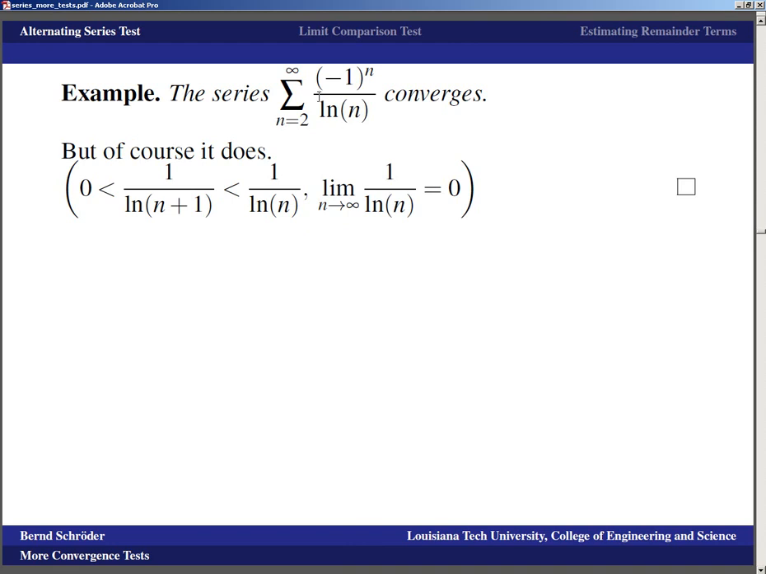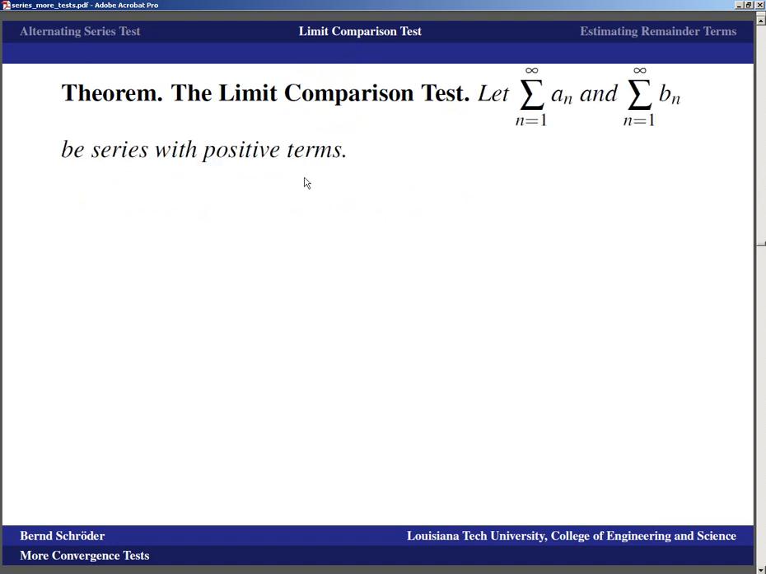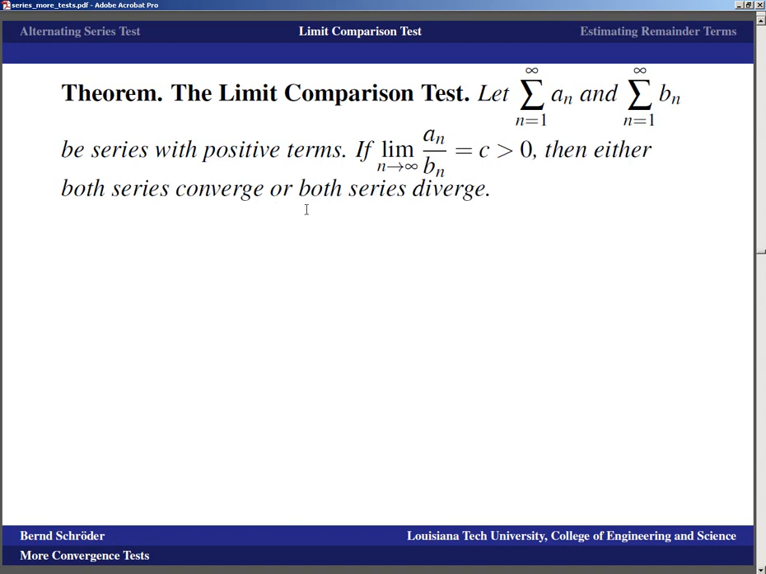It also is a bit of a one-trick pony, because unless you have the (-1)^n or a (-1)^(n+1) in your series, you'd be hard-pressed to apply the alternating series test. The limit comparison test has a bit wider applicability, and it says the following. If we have two series with positive terms, and if the limit of the quotient a_n over b_n is equal to a number c that is greater than 0, then either both series converge or both series diverge. So both series have the same convergence behavior.